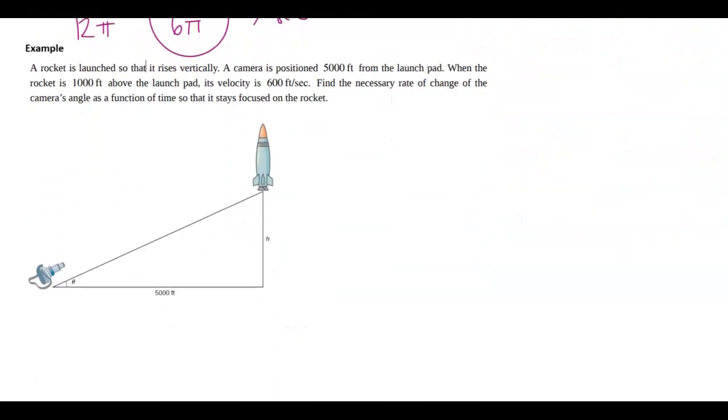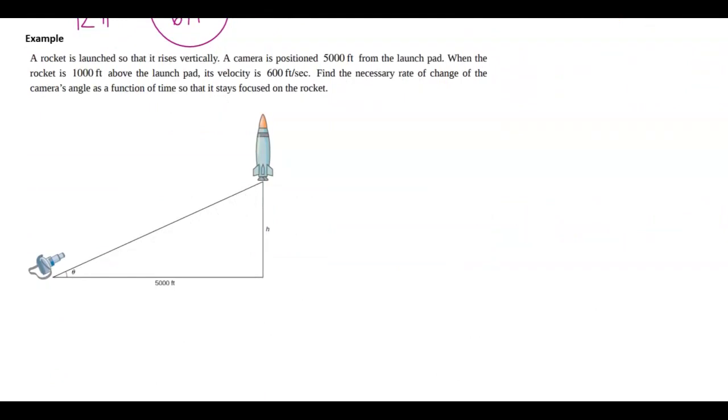All right, let's look at one with some trig in it. A rocket is launched, so it rises vertically. There's a camera that is positioned 5,000 feet away. Now that is always true, okay? It's always there. However, the height is going to be changing with respect to time as the rocket goes up. At the moment when the rocket is 1,000 feet, its velocity is 600 feet per second.